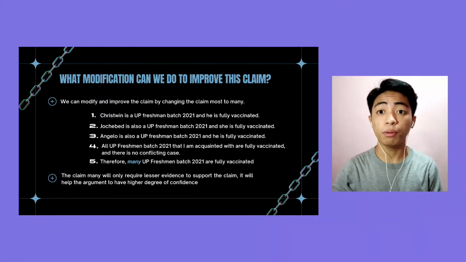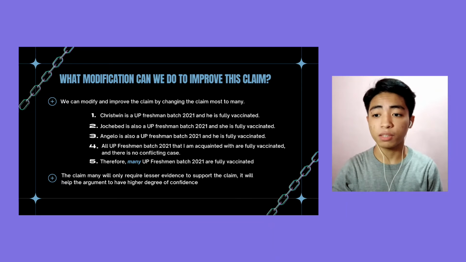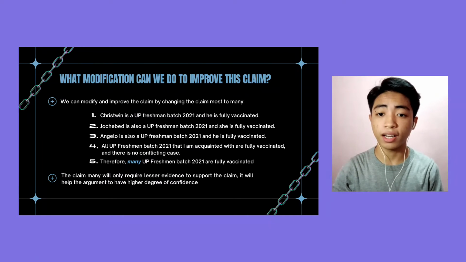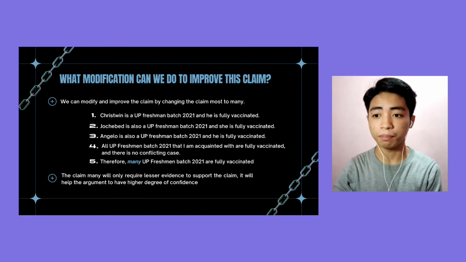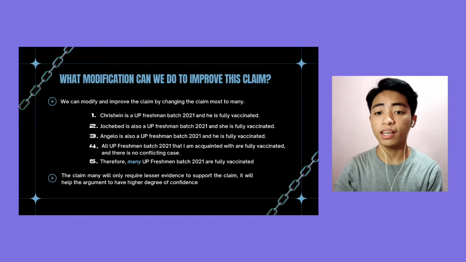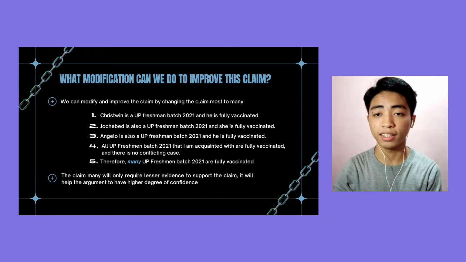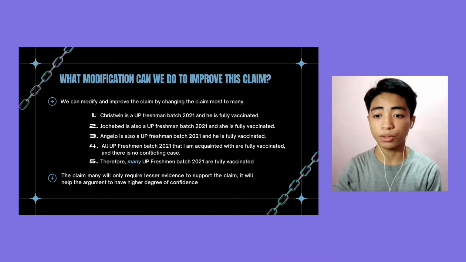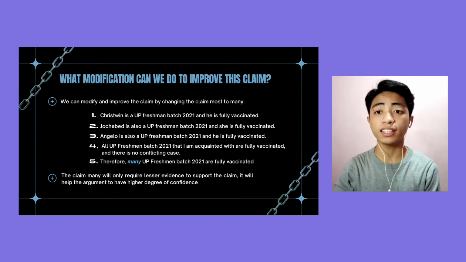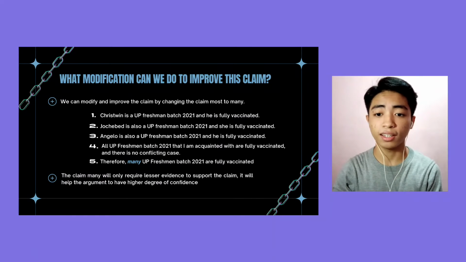The use of the "most" claim is harder to prove because this will require 50% plus 1 evidence. Mas mapapataas natin ang confidence level ng argument na ito kung gagamit tayo ng "many" claim kaysa sa "most" claim. The new conclusion should be, therefore, many UP freshman batch 2021 are fully vaccinated. Mas nag-improve ang argument dahil mas tumaas ang confidence level nito at mas madaling suportahan ang "many" claim dahil mas konting evidence lang ang kailangan nito kumpara sa isang "most" claim.